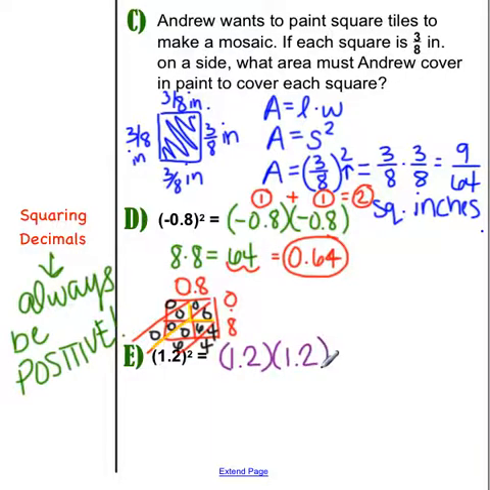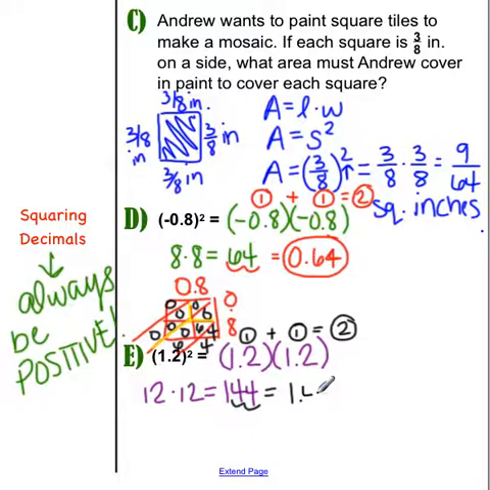Looking at the next one, we have 1.2 squared, which, as we know, is 1.2 times 1.2. I look at this and I say, well, that's like 12 times 12, which I know, because I know my math facts, is 144. And I see that 1.2 has one decimal place, so when I add those together, I need 2 in my answer. So I draw the decimal point over and I get 1.44.